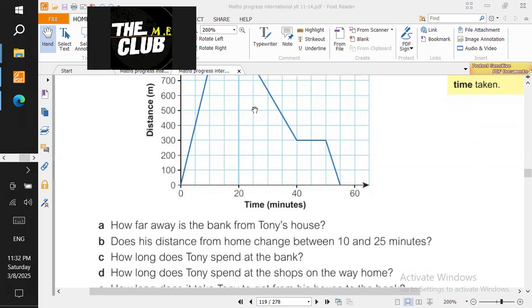Yes, 15 minutes. How long does Tony spend at the shops on the way home? These are the shops. How long does he spend? It means time. From 40 till 50, which is 10 minutes.